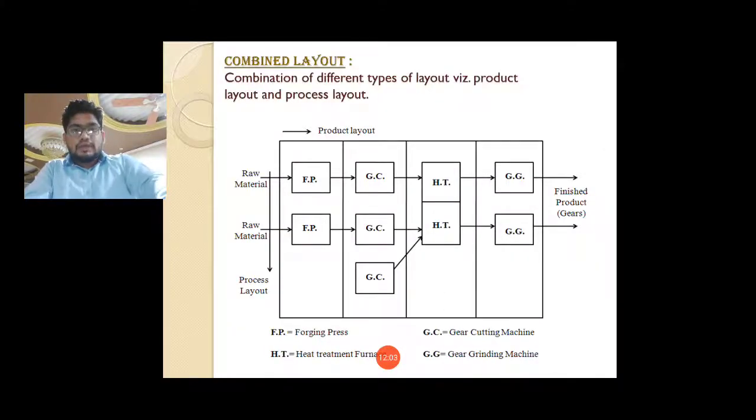Fine. What is combined layout? Combination of different types of layout, that is product layout or process layout. Many companies use this layout as well because as per the expectations and as per the production of different organizations, the layout of the particular things gets changed. Fine.